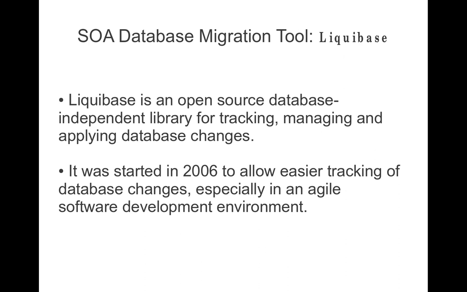So liquibase is an open source, database independent library. Library in the sense it's an API-like kind of thing for tracking, managing, and applying database changes. I will show you later how to use this API. But as of now, it's just a jar file which can be executed. It's an executable jar file. It was started in the year 2006 to allow easier tracking of database changes, especially in an agile software development environment. So it is much more applicable for our development environment.